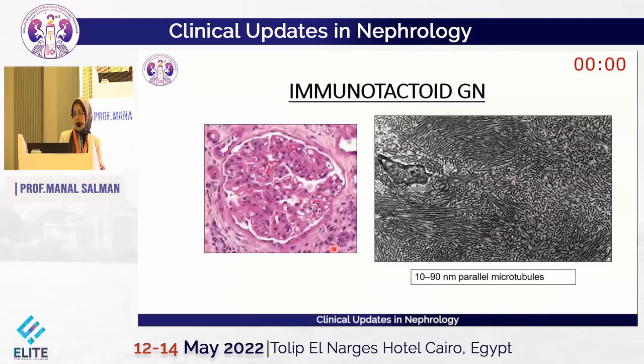Immunotactoid glomerulonephritis is related to amyloidosis. It shows some mesangial expansion and capillary wall thickening, but it is Congo red negative. By electron microscope, it shows parallel microtubules ranging in size from 10 to 90 nanometers.